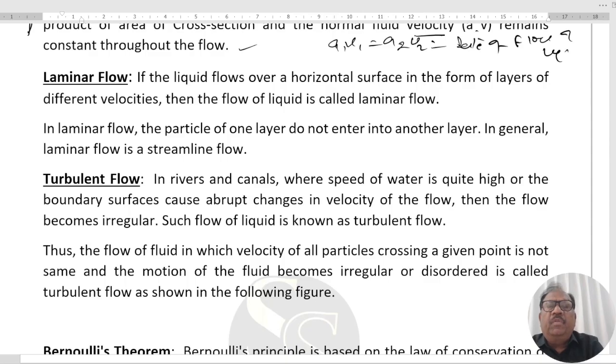Laminar flow: if the liquid flows over a frictionless horizontal surface in the form of layers of different velocities, then the flow is called laminar flow. In laminar flow, particles of one layer do not enter into another layer. In general, laminar flow is a streamline flow. What is turbulent flow? In rivers and canals, where the speed of the water is quite high or the boundary surface causes abrupt changes in the velocity of the flow, then the flow becomes irregular. Such a flow is known as a turbulent flow.